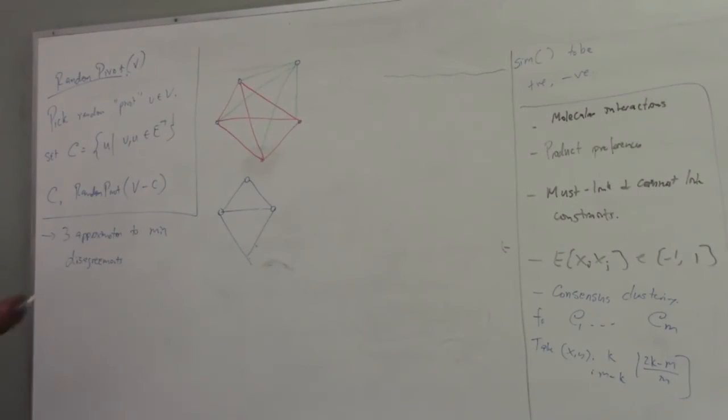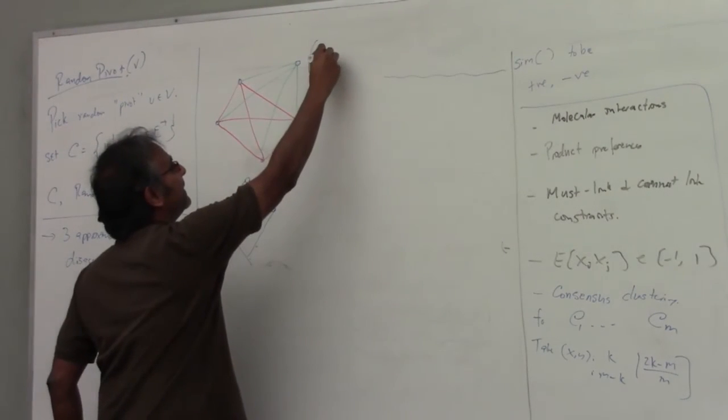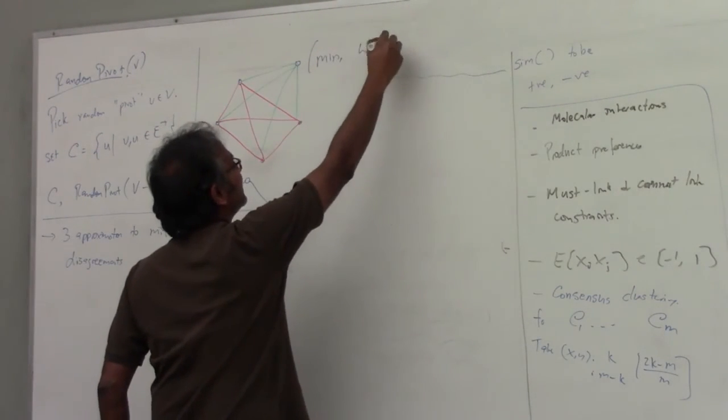So what happens if you have weights on these things? So now let's get to the case where you have min, and you have weights, and again you have.